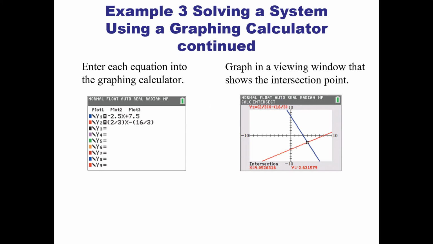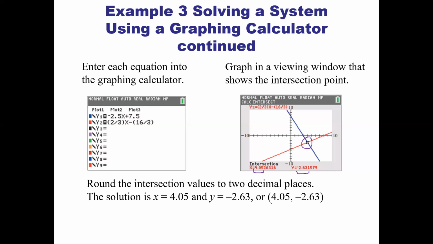And if your calculator is luckily one that has color, the red one is the 2/3 x, and the blue one is the negative 2.5x. So it'll kind of tell you which one is which. But you should be able to know that. Now, to figure out what that intersection point is, once we're in here, we're going to hit second trace, and then we'll hit number five, and then we'll have to choose both graphs, and then it'll say, okay, that's going to be your intersection point. That is your x and that is your y, and you want to round it to two decimal places. So your solution comes out 4.05 and negative 2.63.